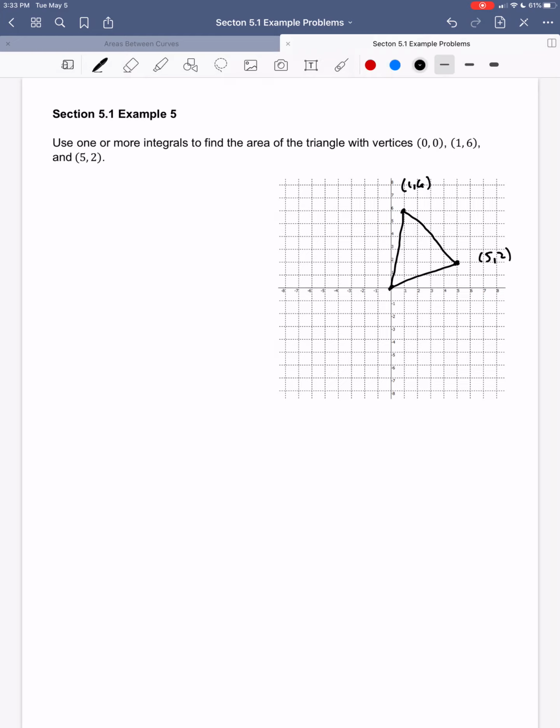Now, two of the lines aren't too bad. I can talk about maybe line 1, line 2, and line 3. So if I look at line 1, its slope, well, this is 0, 0. So change in y over change in x, 6 minus 0 over 1 minus 0, that's just going to be a slope of 6. And its y-intercept is 0, so its equation is just y equals 6x.